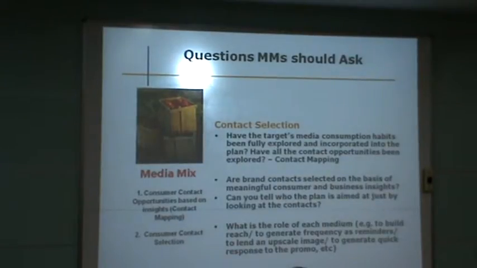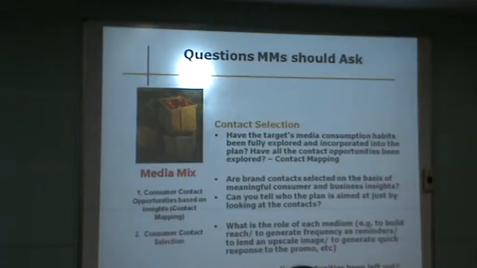Now, the kind of question a media manager or an agency person or a marketer would ask is about consumer contact opportunities based on the insights that we have developed, and therefore consumer contact selections. Now, contact selection is whether the target's media consumption has been fulfilled, and whether the brand's contacts selected are meaningful to the consumer's business insight. So what this is trying to find out is, based on whatever attributes I have defined, are those vehicles or contact points which I am finding out relevant?